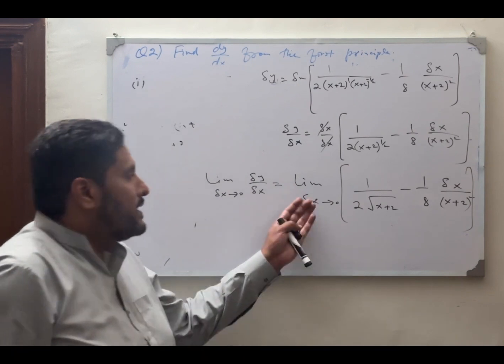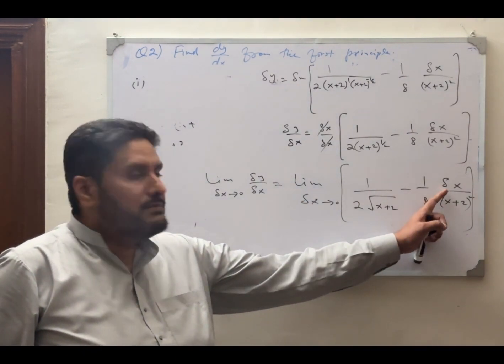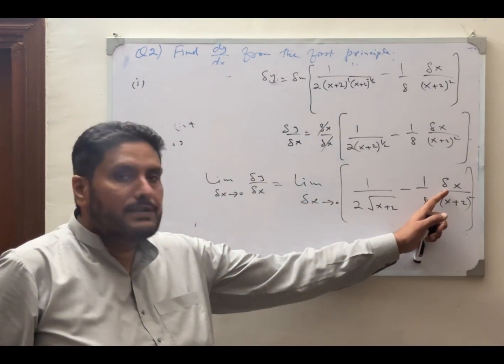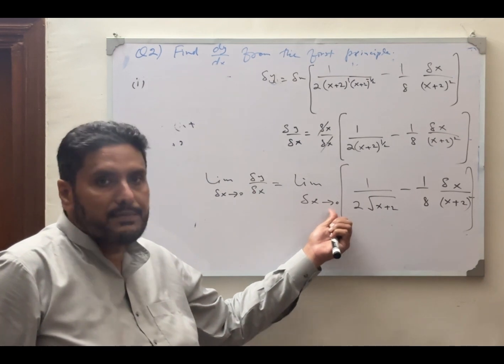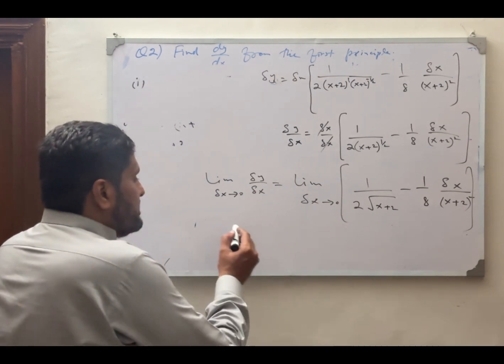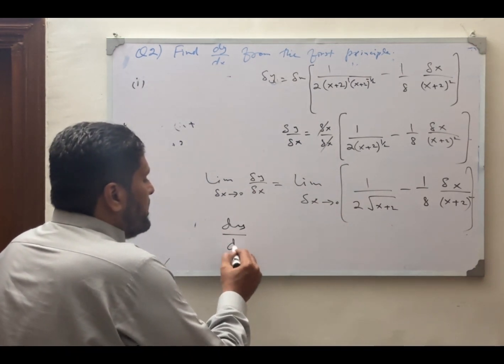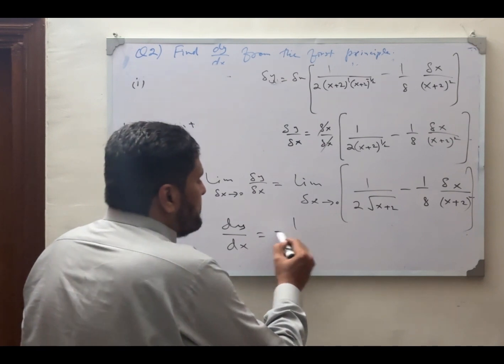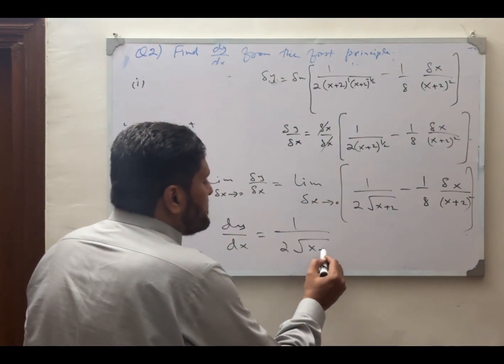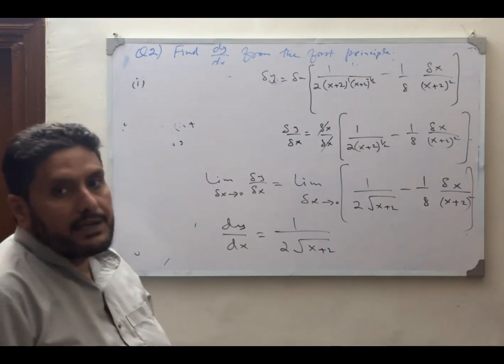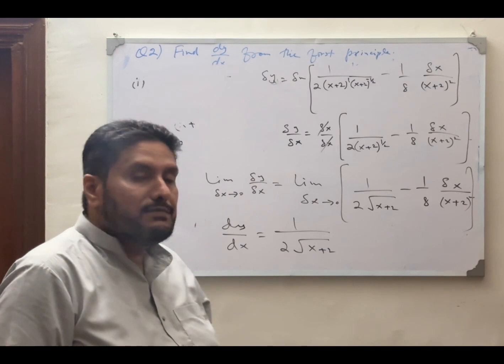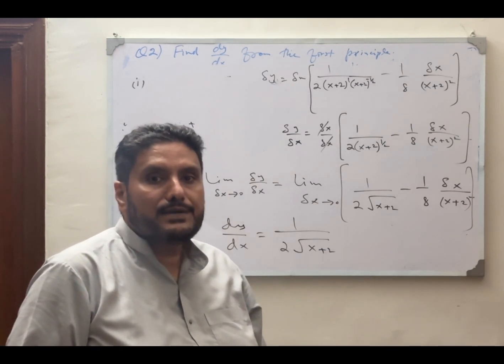So now by applying the limit, the second term has delta x involved, so this whole term will become 0 because delta x approaches 0. So dy by dx is equal to 1 by 2 under root x plus 2, that will be the required derivative for this given function by using the principal method.